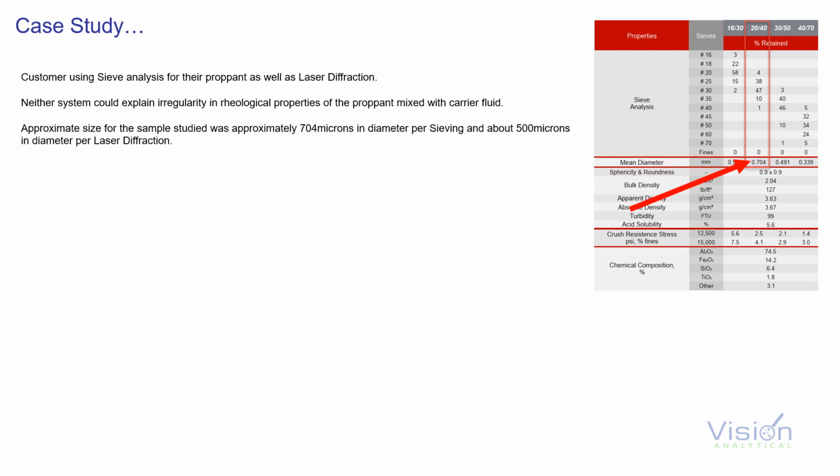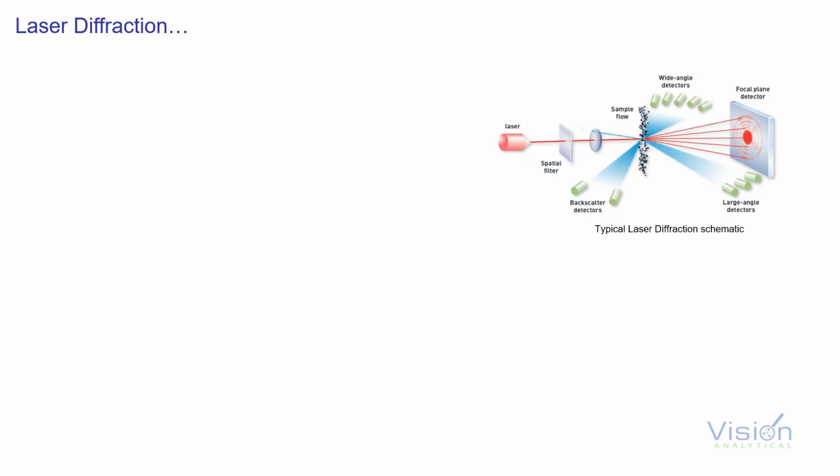So the approximate size that these proppants have was about 700 microns in sieving, but about 500 microns using laser diffraction. It's important to note that different techniques will almost always give slightly different results, especially when the particles are not round. Our analysis was done using both laser diffraction and dynamic imaging to obtain the shape information. They needed as well to have correlation to laser diffraction, so that's why we also ran it on a laser diffraction system.